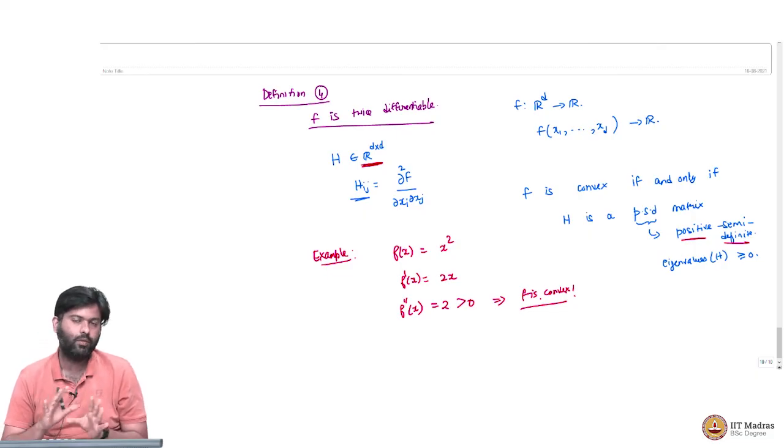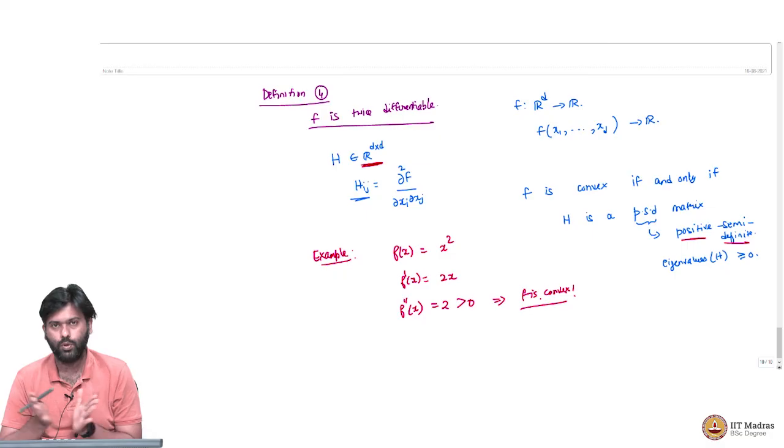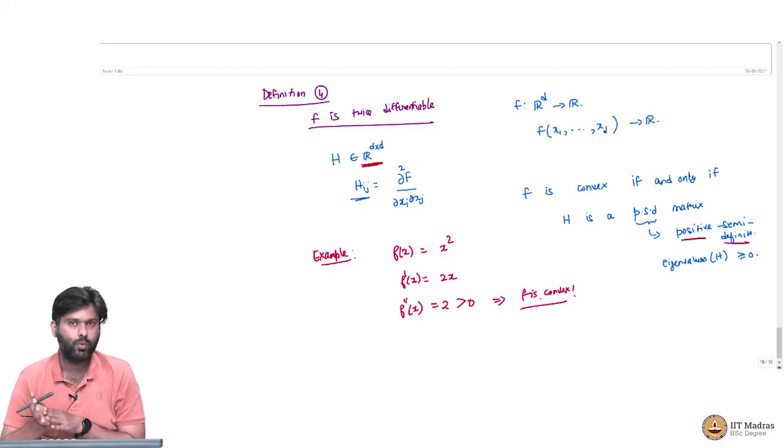So we have 4 different definitions of convex functions, and all these would be useful in different situations. Depending on what function you want to prove as convex or not, you can use one of these definitions. It might be easier to use one of these definitions than the others.